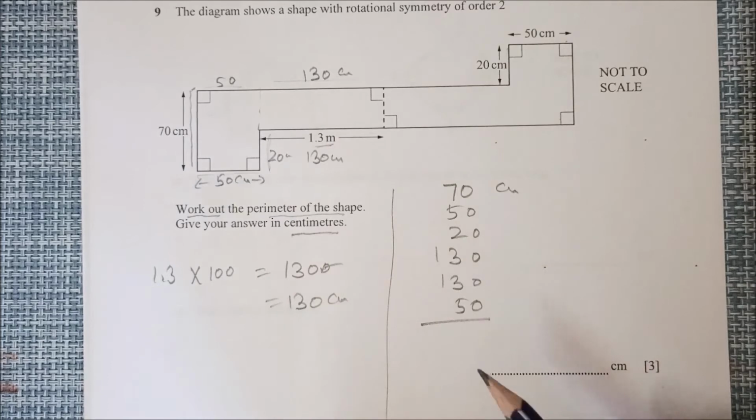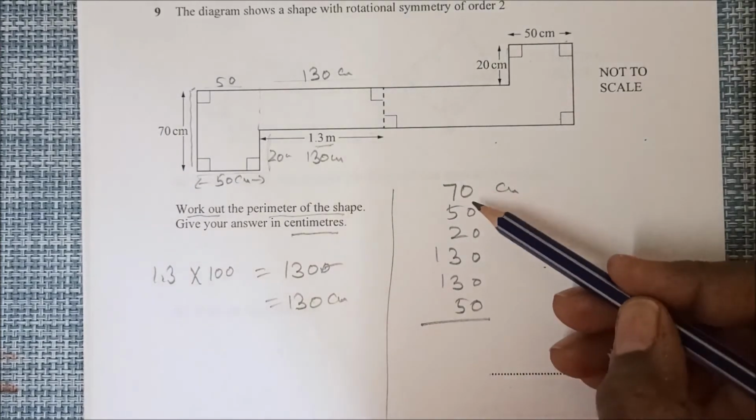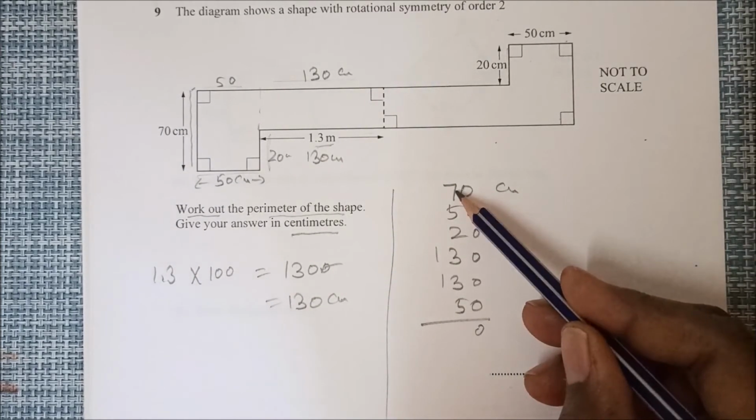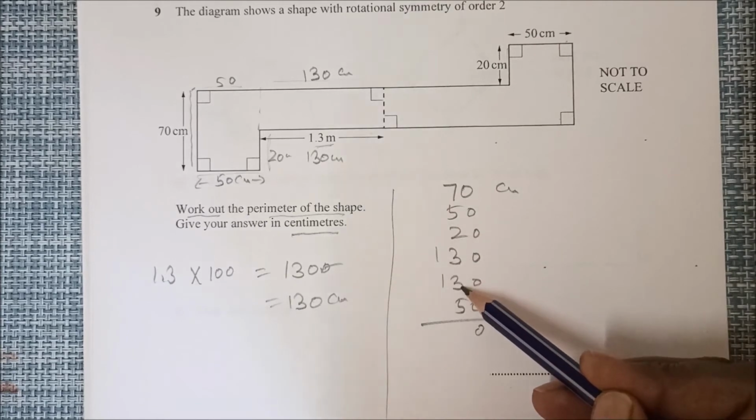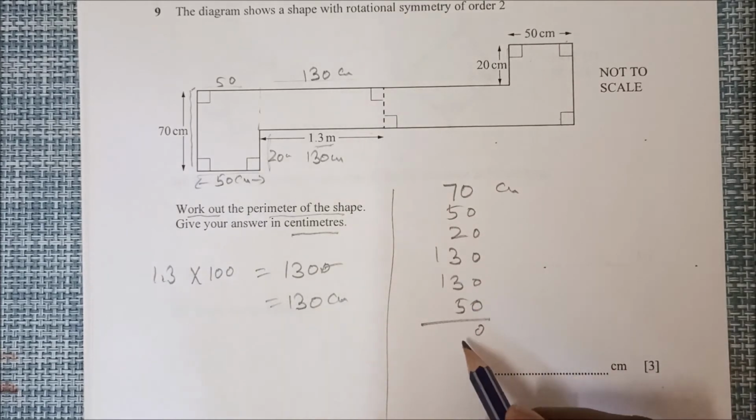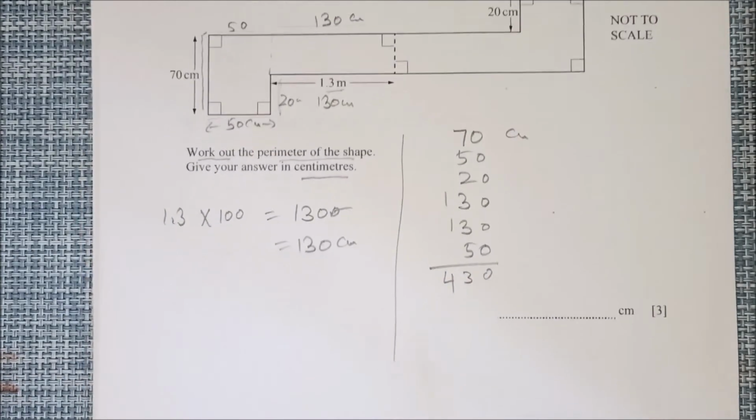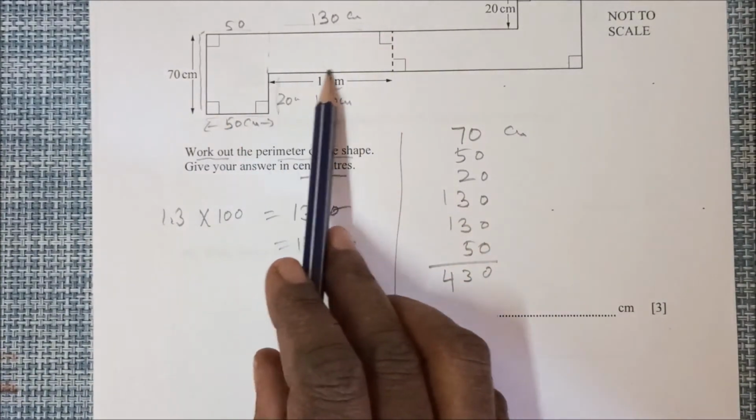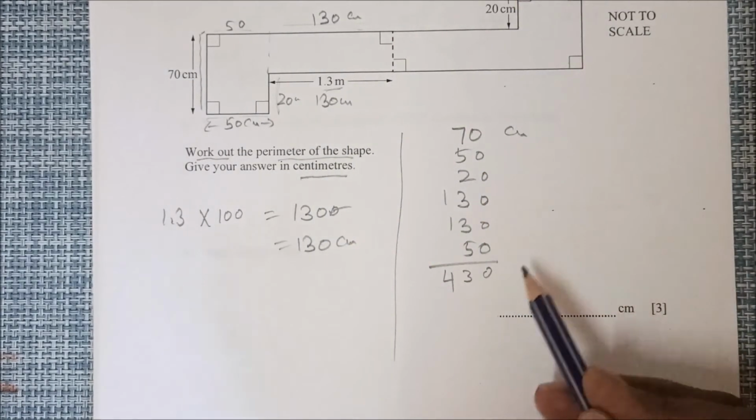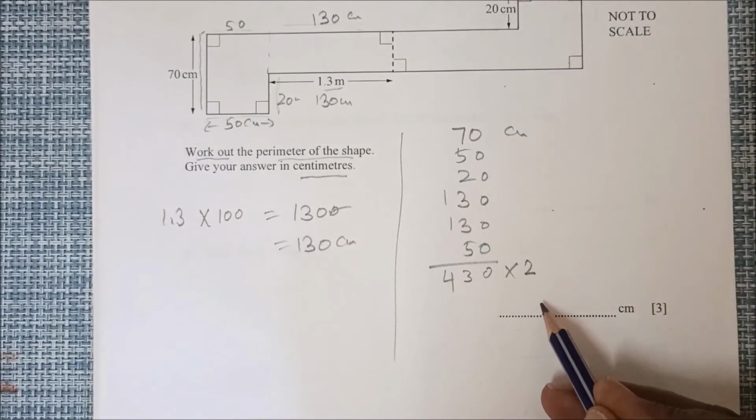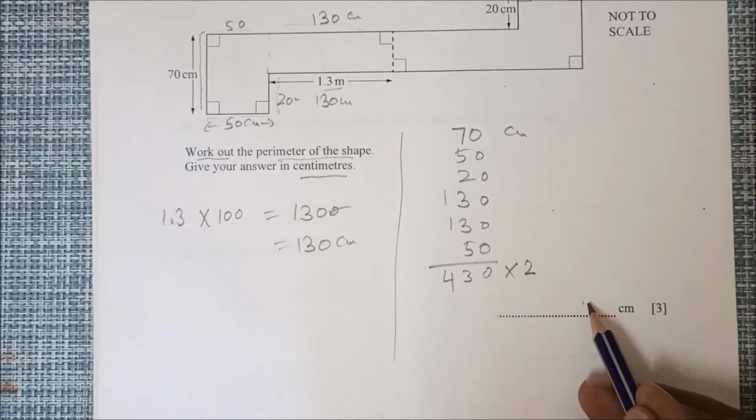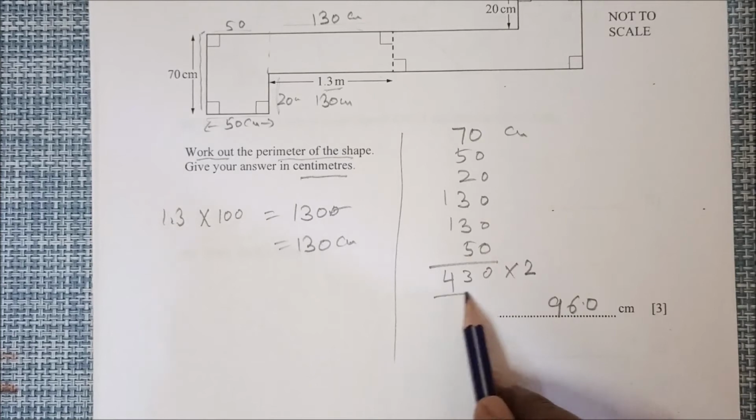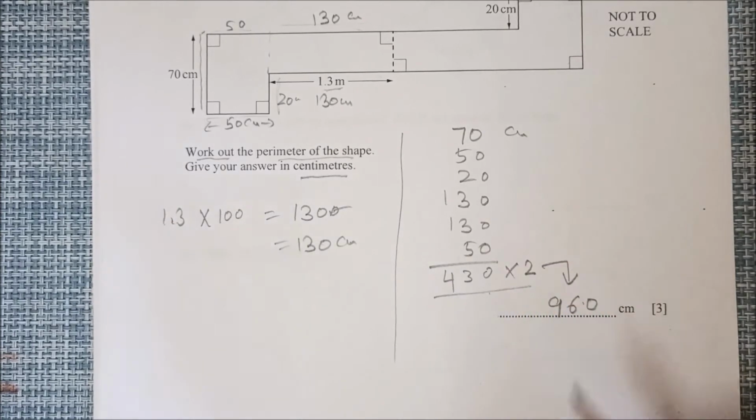If you add them together, you're going to get 430. So 430 is the perimeter of this, but we have twice of this, so times 2. 430 times 2 will give you the final answer, 960.